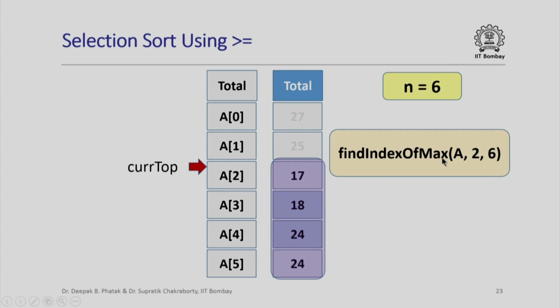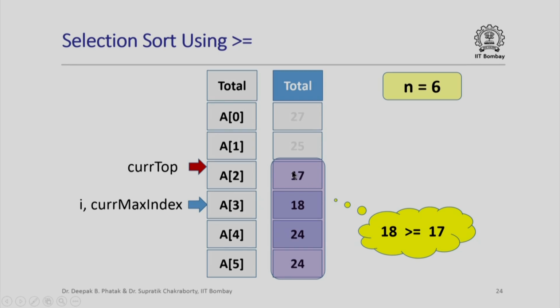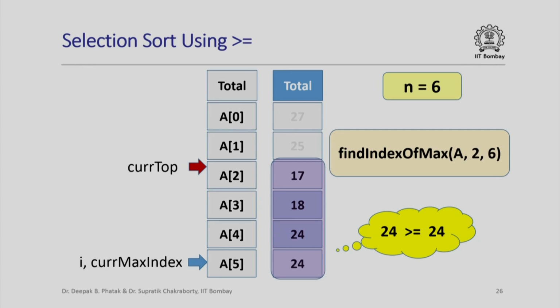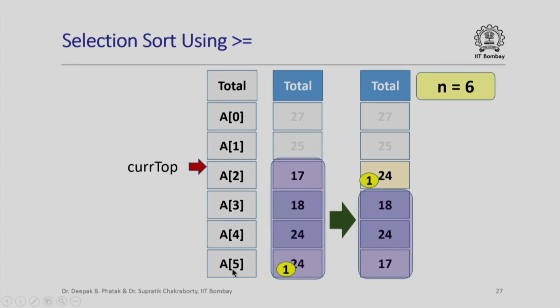Now when I call find index of max with the array A, current top is 2 and total number of elements 6, what happens is current max index is initialized to 2, start is of course 2, this is how the function is called, and the counter I is also initialized to 2. After that, since I am using greater than or equal to, and since 18 is greater than or equal to 17, current max would be incremented to 3. Once again 24 is greater than or equal to 18, so current max index would be incremented to 4, and finally since 24 is greater than or equal to 24, current max index would be incremented to 5, and therefore this is the element that will be swapped with current top.